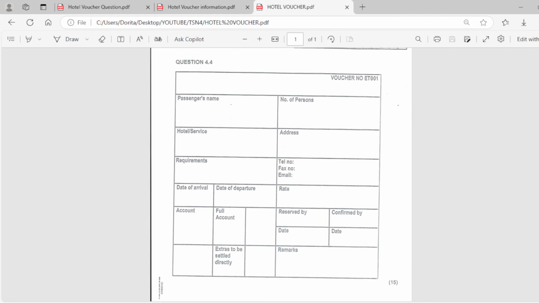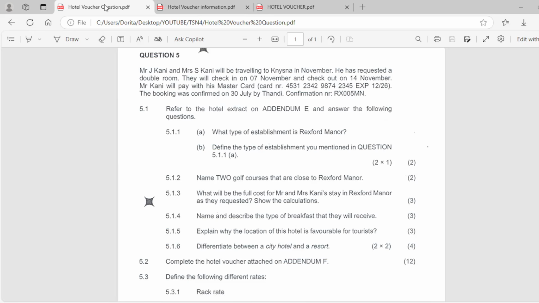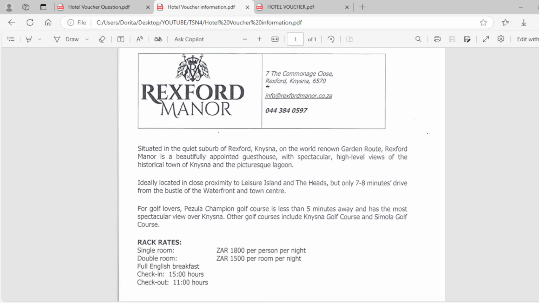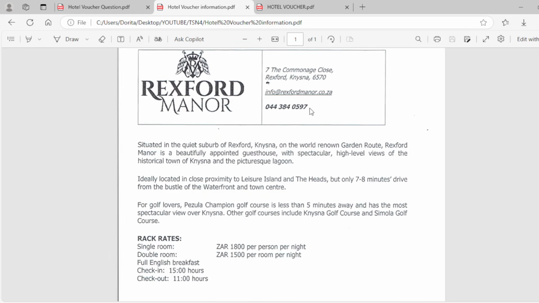There we go. Right, so where does the information come from that you have to fill in on the voucher? All of it is going to come from the question. So this is your question. It gives you some information at the top, and then it says refer to the hotel extract on addendum E and answer the following questions. So here is addendum E. It's all the information you need about the hotel, the Rexford Manor. It gives you the address, the email address, telephone number, and the rates.